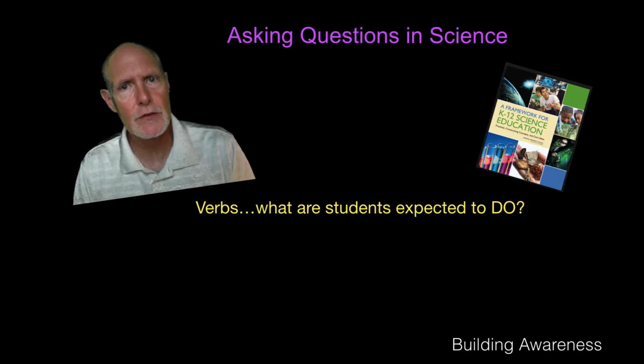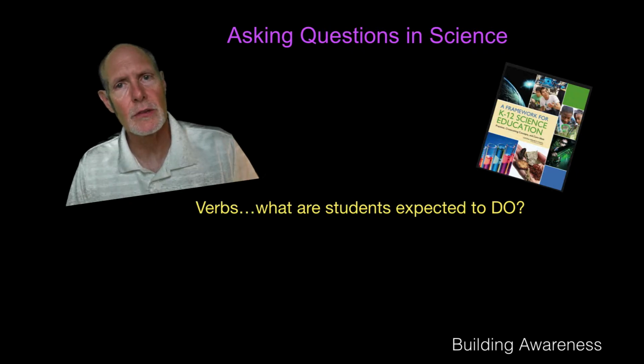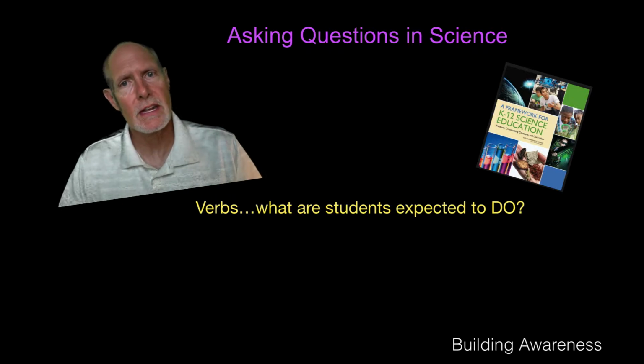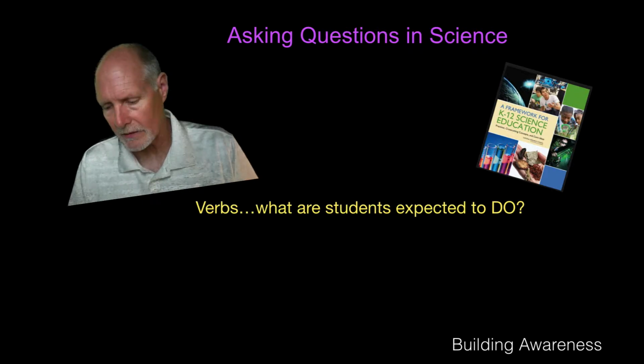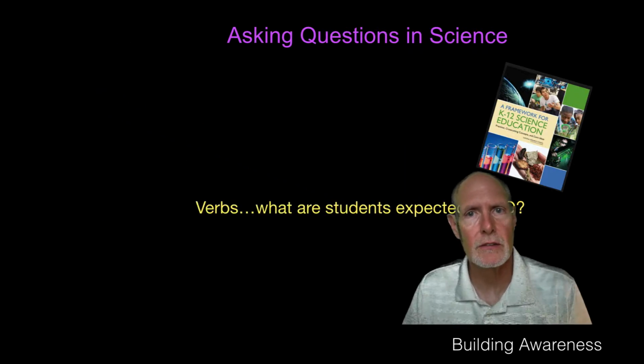Once you've done that, I'd like to help you unpack what the framework is asking us to do by first of all identifying the verbs that you just read through in that material. What are the verbs that are listed there? In other words, what are students expected to do? You could make a list of those words to give you an idea of what students are actually expected to do in this practice of asking questions in science.